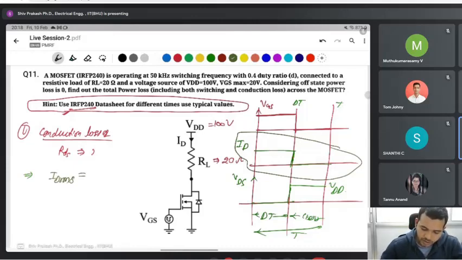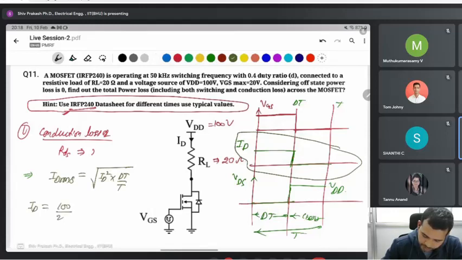Otherwise, because RDS is in milliohm and 20 ohm is the RL, it is a very small value. So ID RMS is equal to ID root of 0.4, that is dT by T. ID RMS squared into RDS on is the conduction loss.